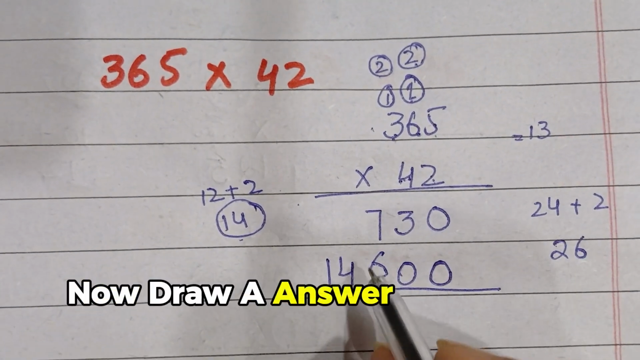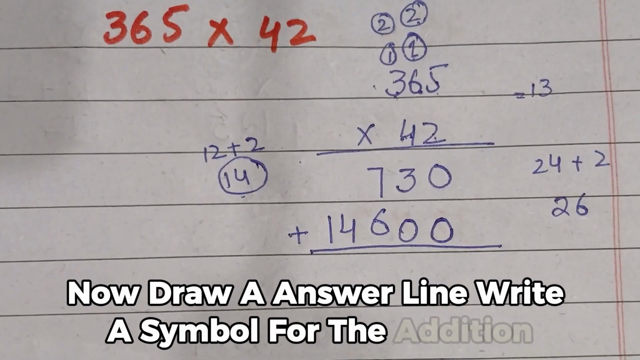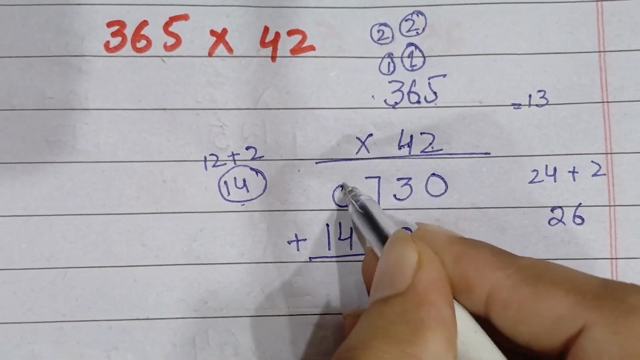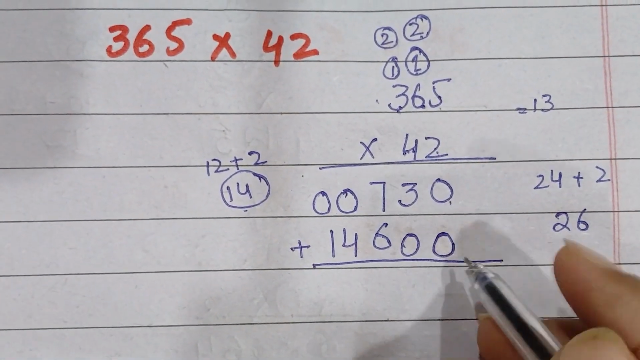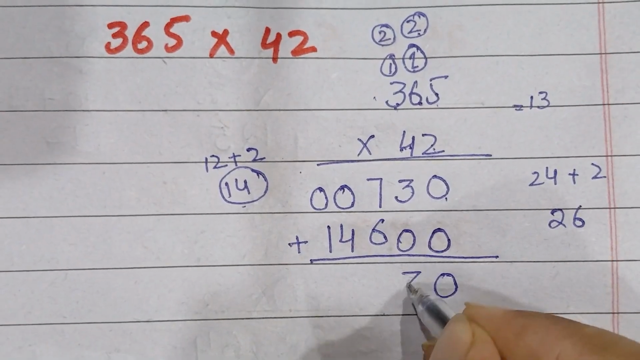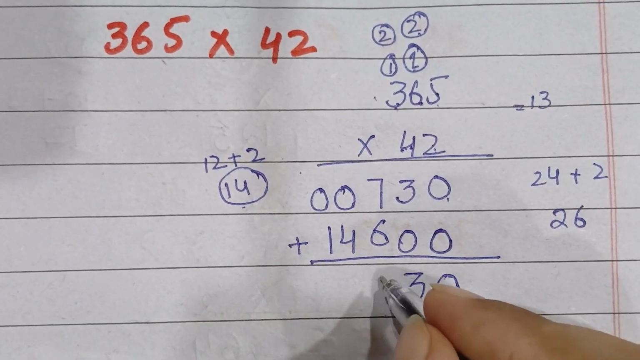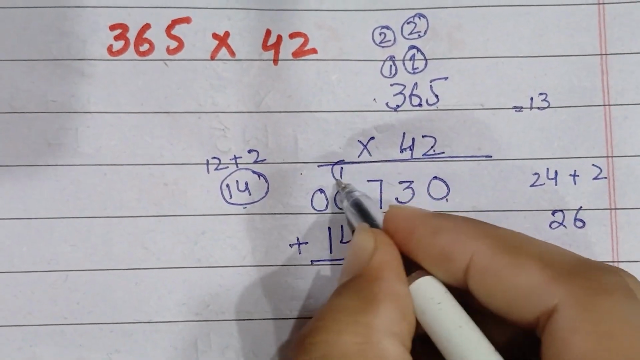Now draw an answer line. Write the symbol for the addition. Now place the 0 at the empty places. 0 plus 0 is 0. 3 plus 0 is 3. 7 plus 6 is 13. 1 carry to the next column.